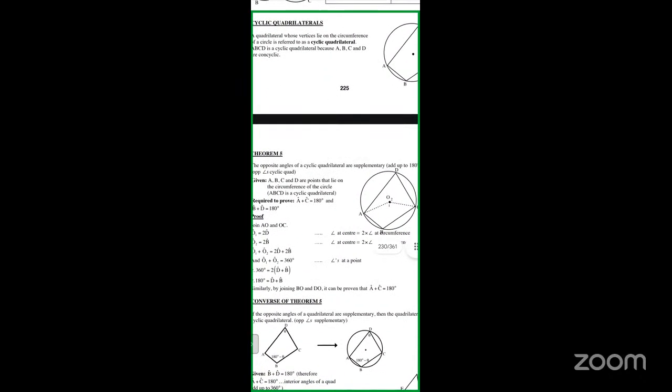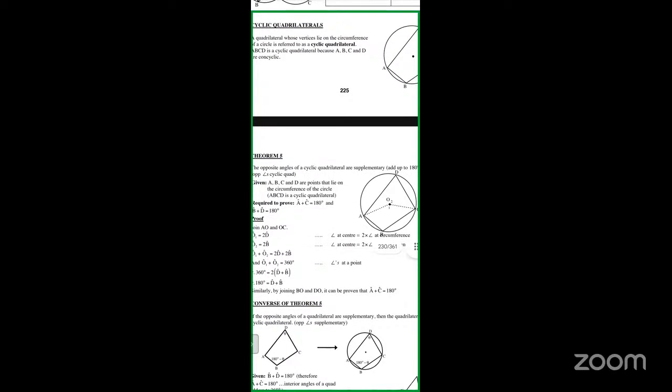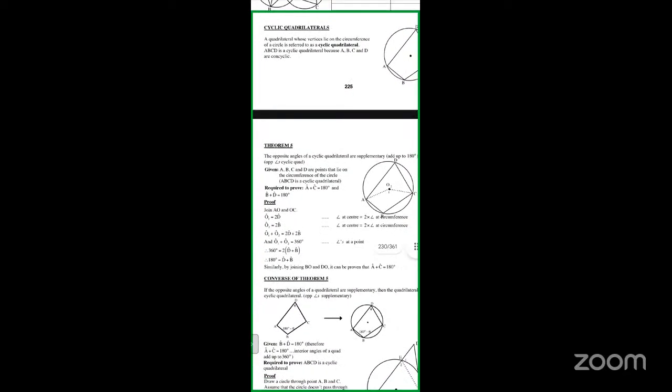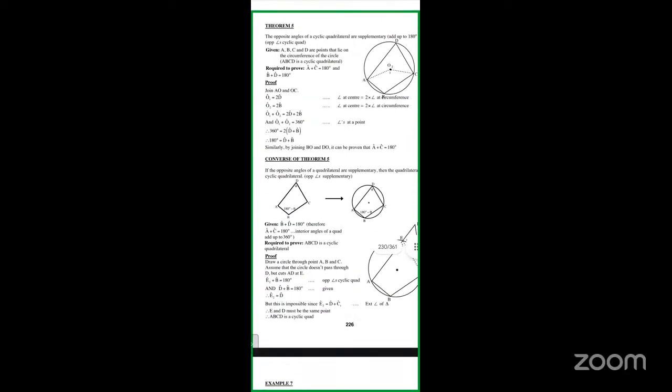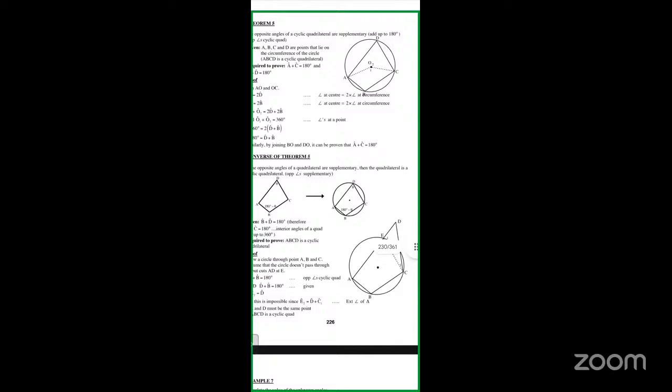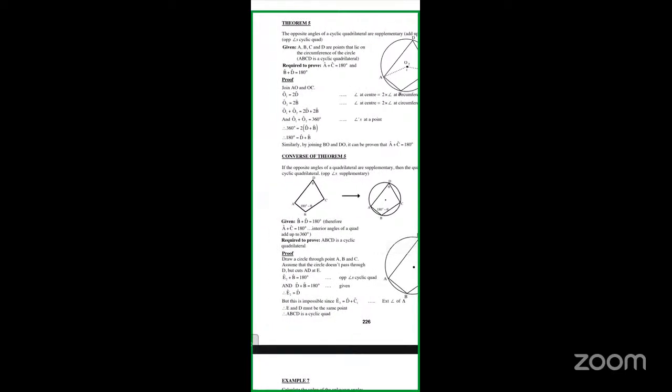You also need to know the proof of this theorem using theorem 2, angle at the center is 2 times angle at the circumference. We also have the converse of this theorem: it is not stated that these are the opposite angles of a cyclic quad, it's just stated that if the opposite angles of any quadrilateral are supplementary, then the quadrilateral is a cyclic quad, because opposite angles of a cyclic quad are supplementary.